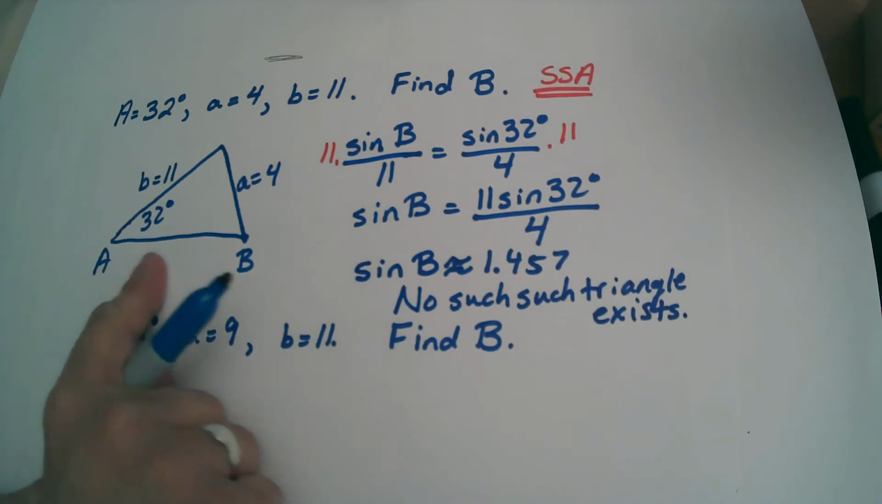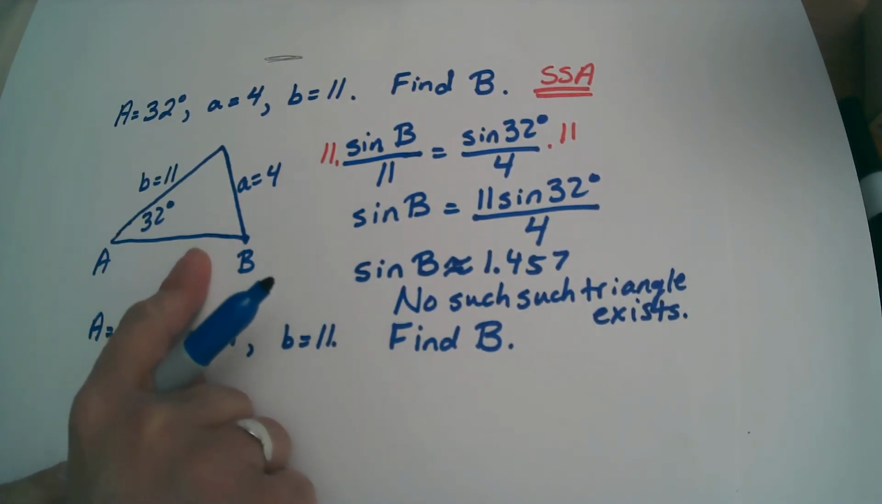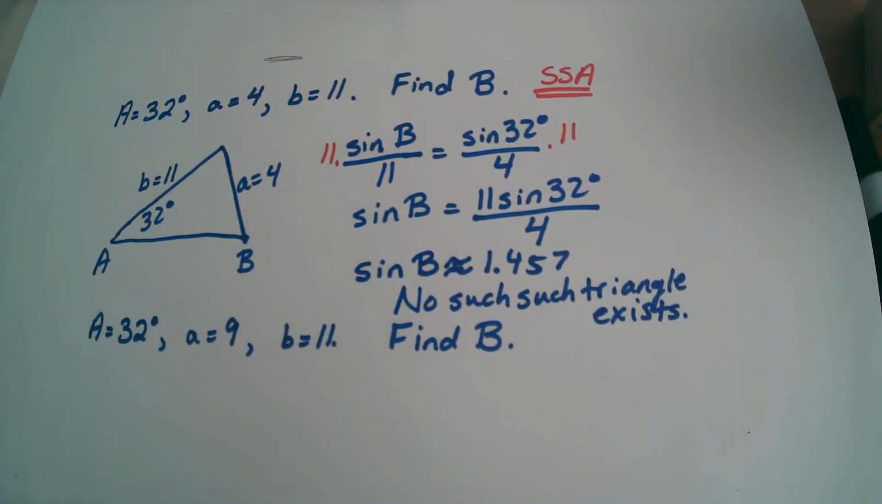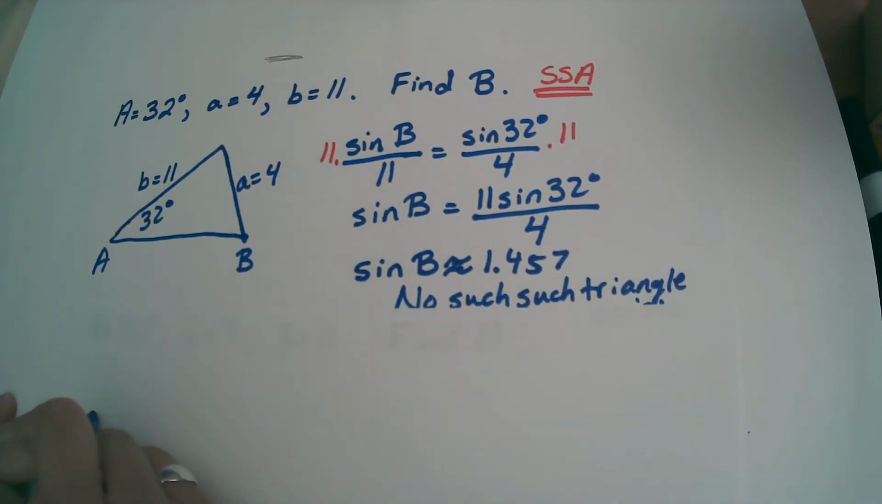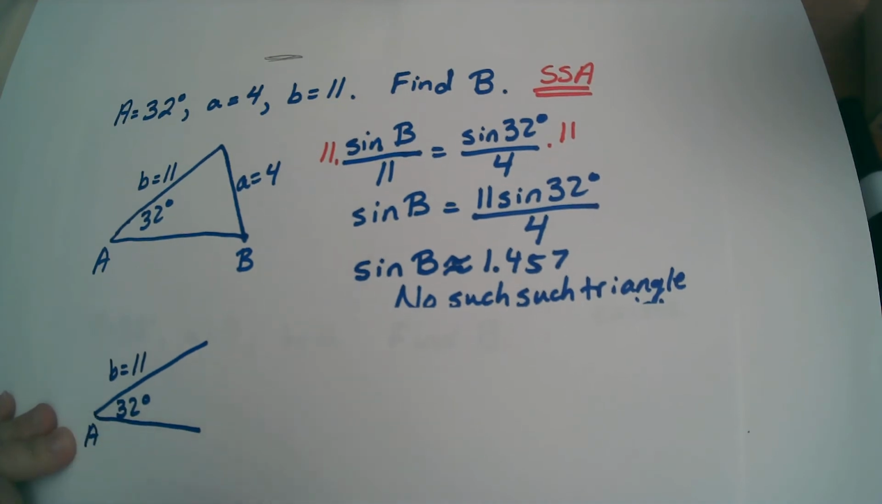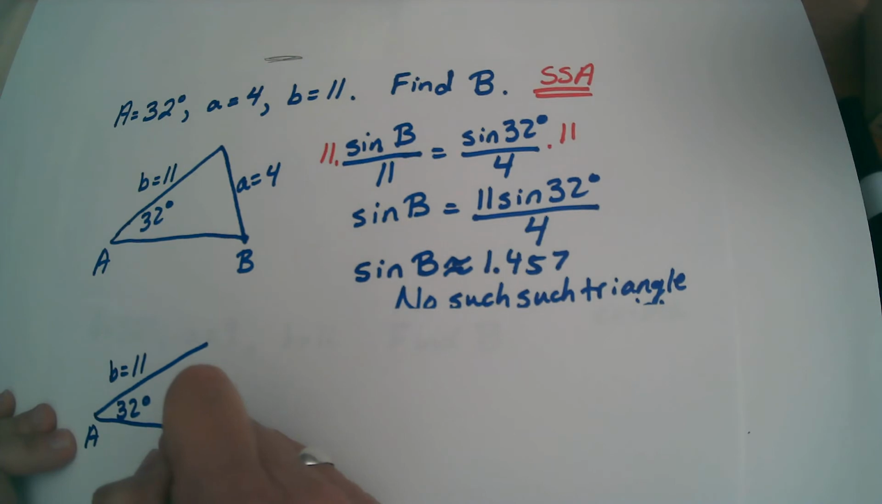So you might look at this and say, but you drew it. I know, but I didn't actually draw it correctly. Here's the actual scenario that's happening. If we draw it a little more accurately, this is 32 degrees here. Side B is still 11. Here's angle A, side A is 4.